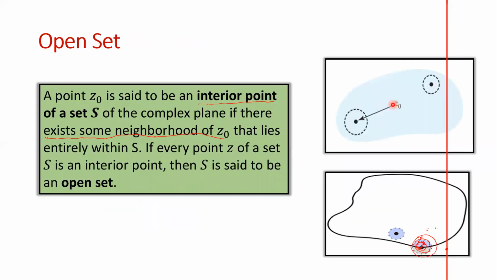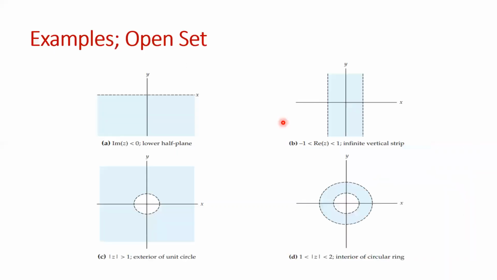So we have defined the interior point, and the set S whose every point is an interior point is called an open set. So an open set is a set whose every point is an interior point. Right? So let's see some examples. Over here you can see this example.